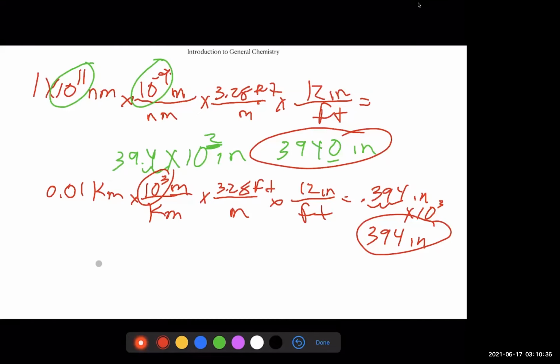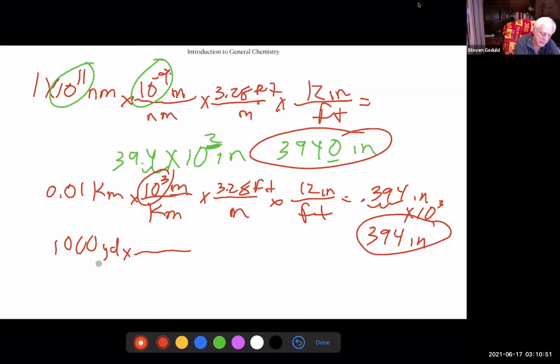Okay, and then for the next one, it said 1,000 yards. So what do you put on the bottom? So it's going to cancel. Yards. Perfect. Yards go on the bottom. And we know there's 3 feet in a yard, right? So that equals 1 right here. And then what goes on the bottom next? So it cancels. Feet.